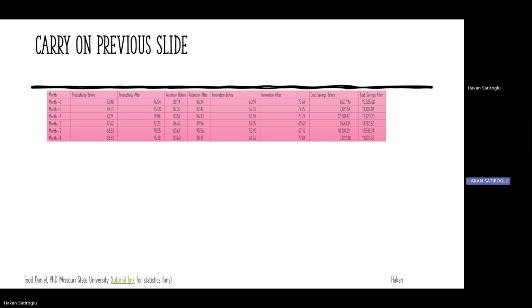Productivity. Before the training, you check the productivity, and after the training, you check the productivity. Afters are about after the training, and befores are about before the training. You can see productivity 72, after productivity 76, 69, 75. As you can see, there is a positive improvement.